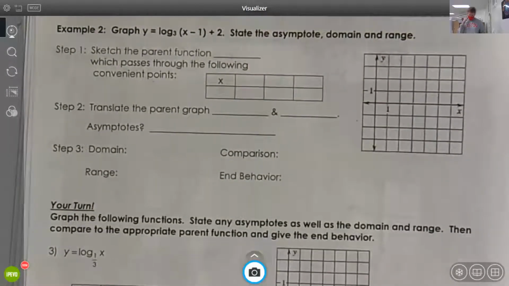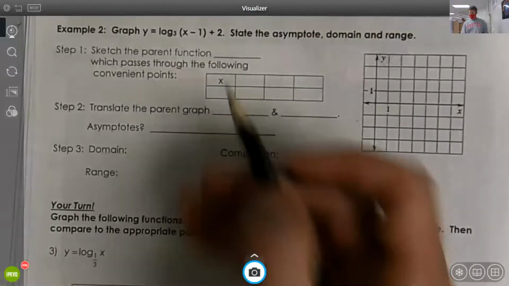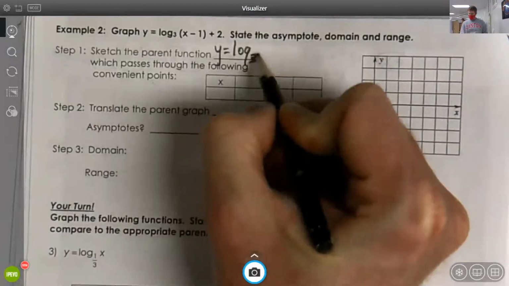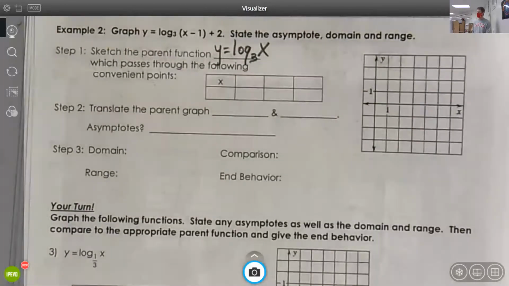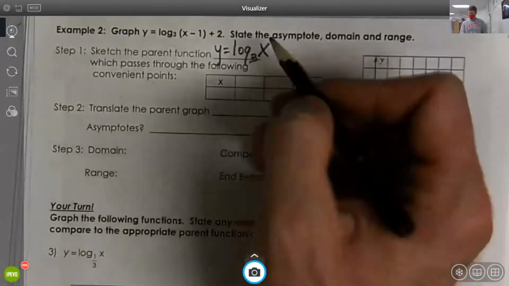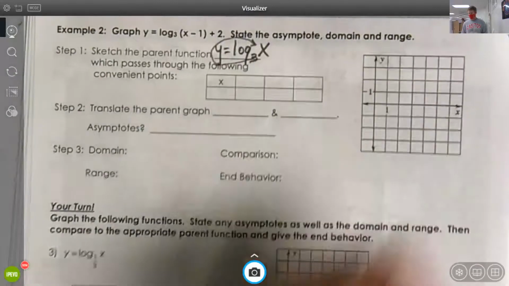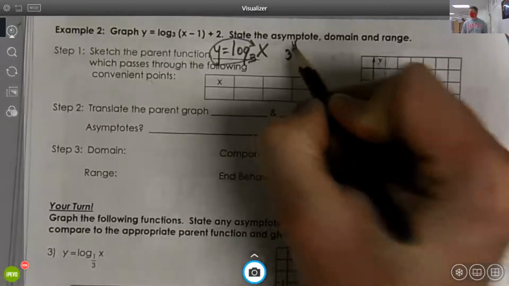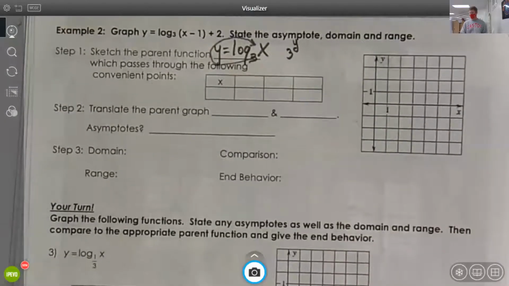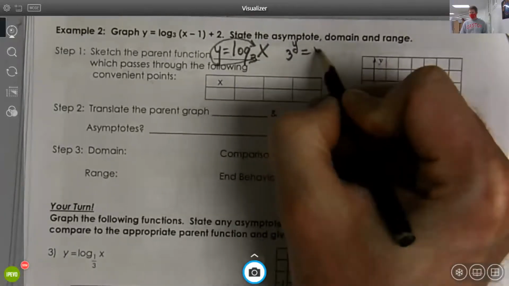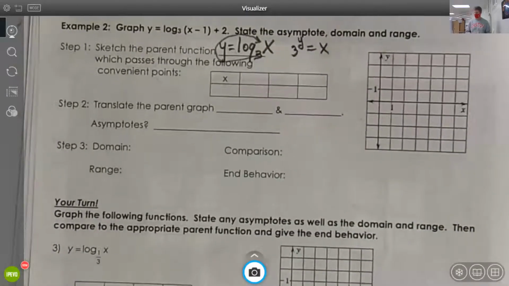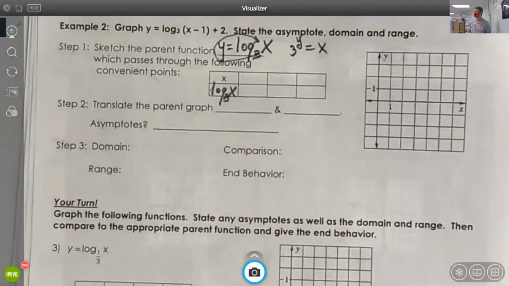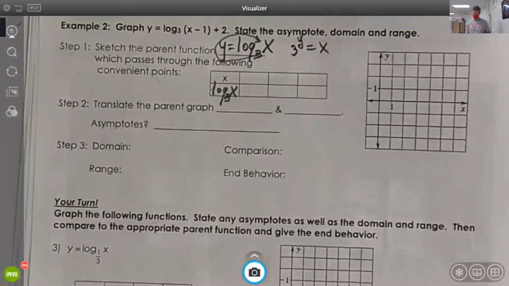All right, so we'll try graphing this. Well, we're first going to graph y equals log base 3 of x. And to graph that, we're going to write it in exponential form. So we start with our base. We go to the exponent, which is what a logarithm equals. And in exponential form, we have it equal x. So we have log base 3 of x as part of our table. So we're doing a parent function for this.